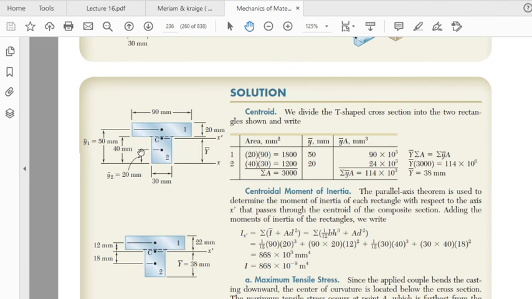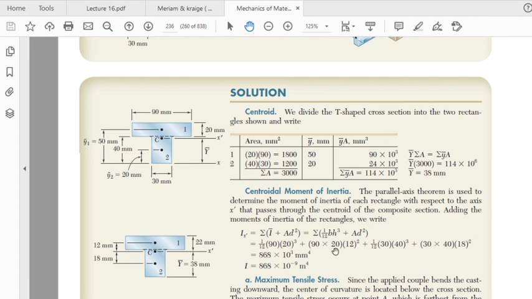The centroidal axis for region 2 is at the middle, which is 20 millimeters from the base. Total height is 40, so it is half of that. And the centroidal axis for the complete cross section is 38 millimeters from the base. So the vertical distance between the centroidal axis of region 2 and that of the complete cross section is 18 millimeters. So plus A, 30 into 40 was the area, into D square. This is the second moment of area of region 1 about the centroidal axis of the complete cross section, I bar plus AD square, and similarly this is the second moment of area of region 2 about the centroidal axis of the complete cross section.